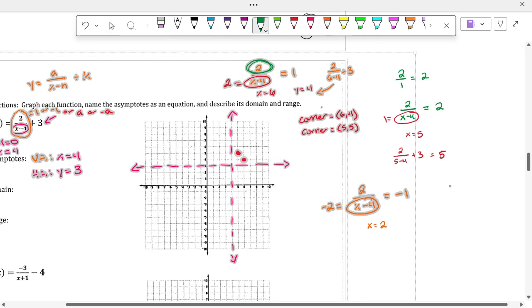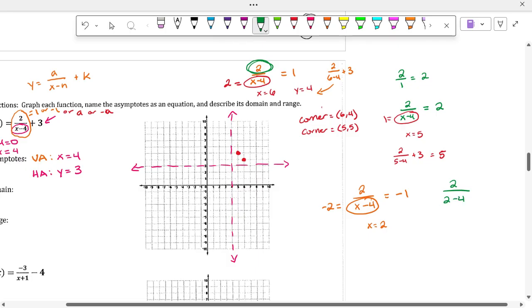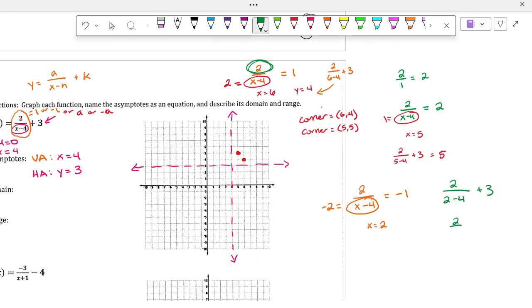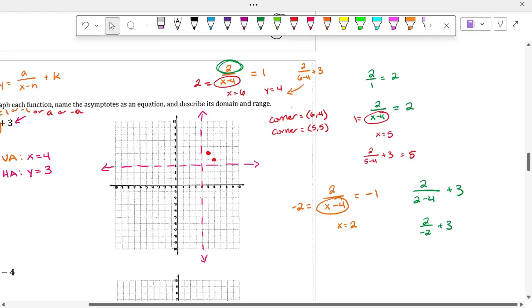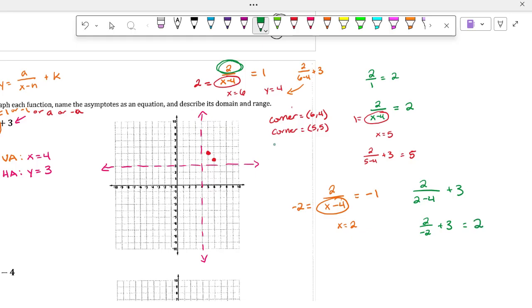Meaning, if I did 2 over 2 minus 4 plus 3, this would be 2 over negative 2 plus 3. So that would be negative 1 plus 3, which is equal to what? 2. So another corner point is 2, 2. We want it to be equal to negative 2 in the denominator, but these are actually our x and y values.